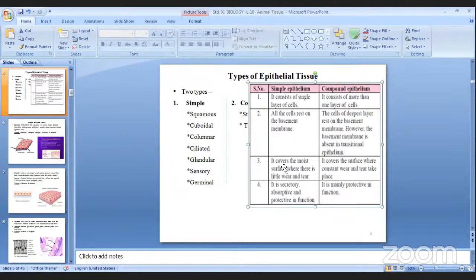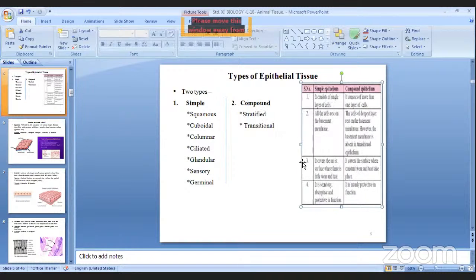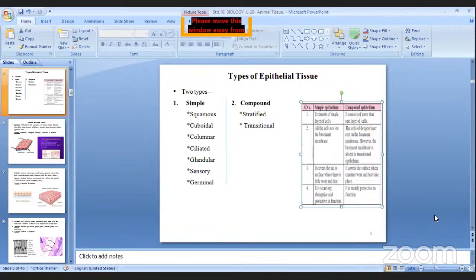Okay. Then the third point is it covers the moist surface where there is little wear and tear. And here in this case, it is present in the area where continuous wear and tear takes place. That is, a wound comes and then again it heals up, student. That is the meaning of wear and tear. Then the fourth point, it is secretory, absorptive and protective in function, whereas compound is mainly protective in function. So these are the points of difference between simple and compound epithelium. Next, let's see.